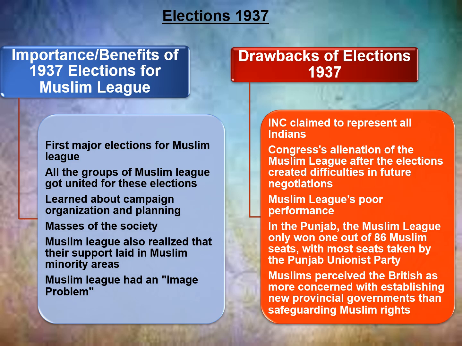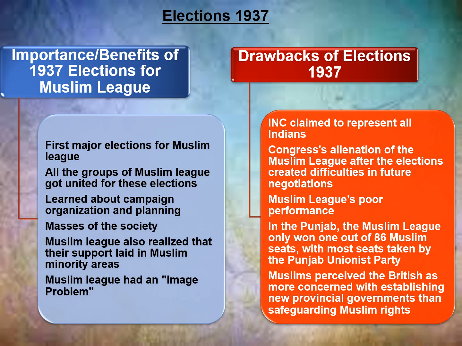The Muslim League also had an image problem because the majority of the party members were aristocrats, princes or nawabs, whereas Congress was more popular among all the socio-economic segments of society. So there were some drawbacks of the 1937 election as well. The Indian National Congress claimed to represent all Indians. They secured 711 seats out of a total of 1585 seats, winning only 26 Muslim seats and representing about 5% of Indian Muslims.